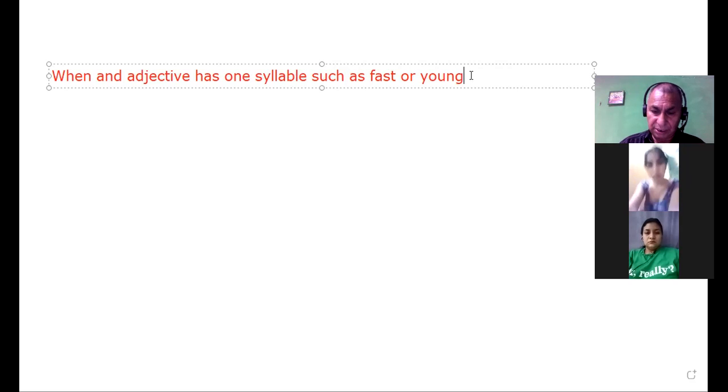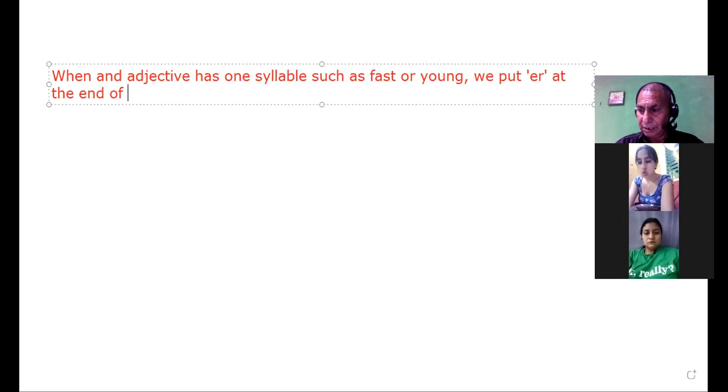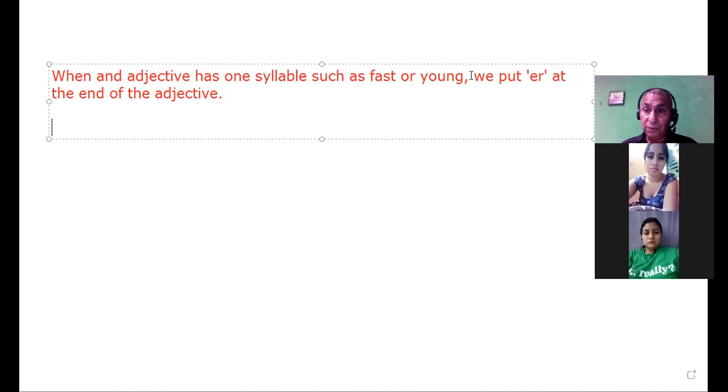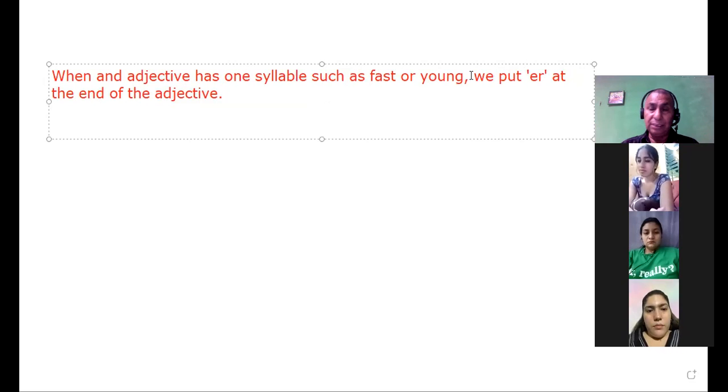So how do we form it? We put ER at the end of the adjective. The rule is straightforward. When we have an adjective that is one syllable, like fast or young, we put ER at the end of the adjective. Is that clear?